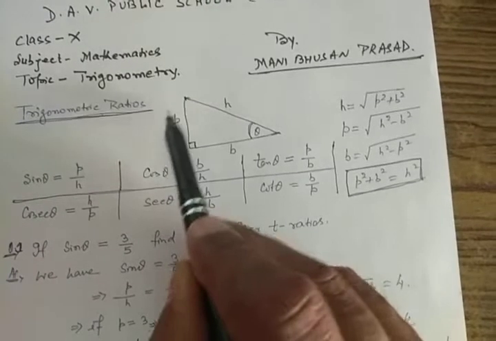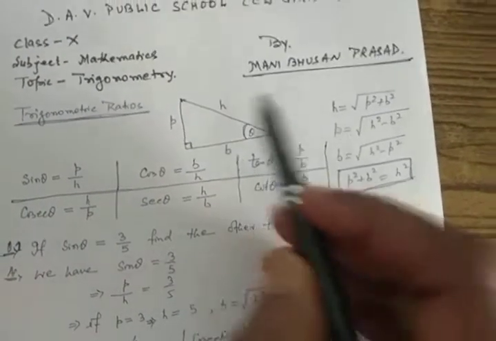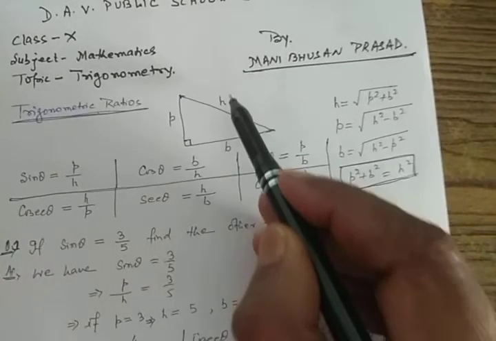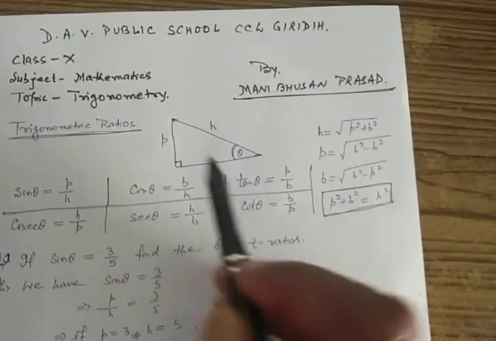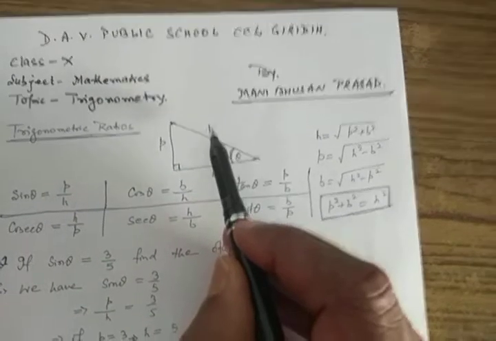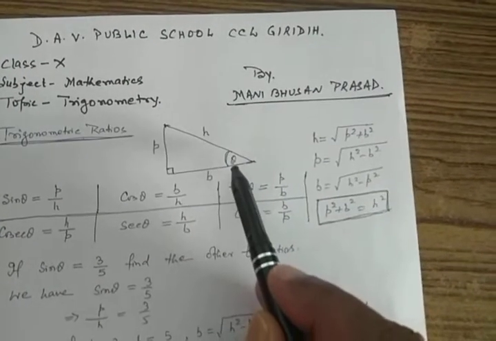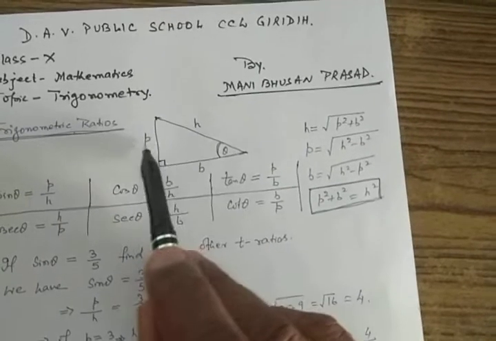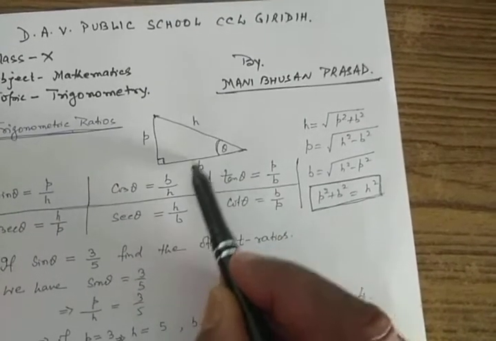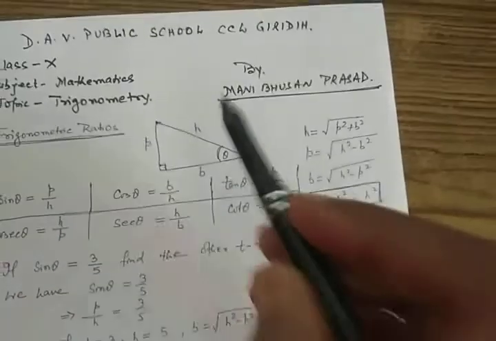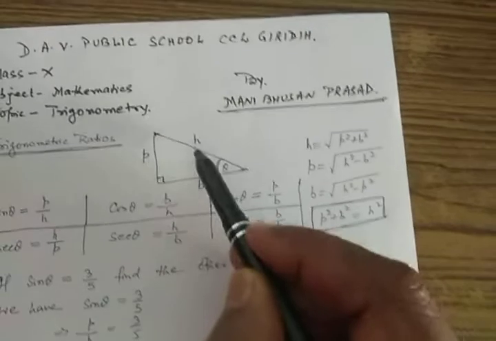side is represented as perpendicular and this one is base, and the side opposite to 90 degrees is known as hypotenuse. So in symbolic form it is P, it is B and it is H. Is it clear? So for this acute angle theta, the side opposite to theta is P, related to this angle, this is your base B, and the side opposite to 90 degrees is called hypotenuse H.